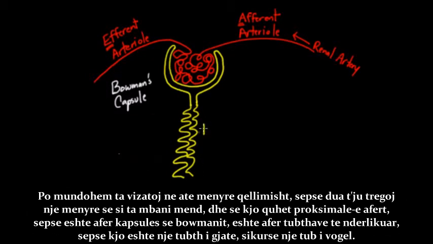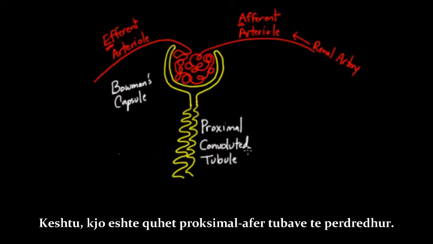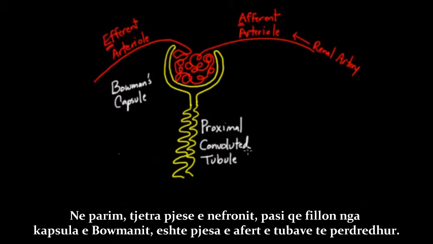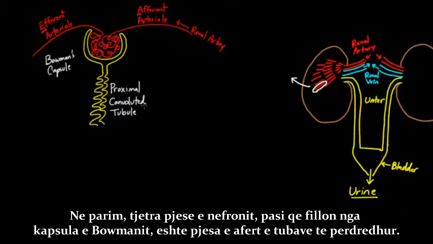And I'm trying to draw it that way purposefully because I want to show you a way of remembering that this is actually called the proximal, because it's near the Bowman's capsule. It's near, so it's proximal. Convoluted tubule, because this is one long tubule, like a little tube. And so this is the proximal convoluted tubule. So basically, the next part of the nephron, after it starts in the Bowman's capsule, is the proximal convoluted tubule.